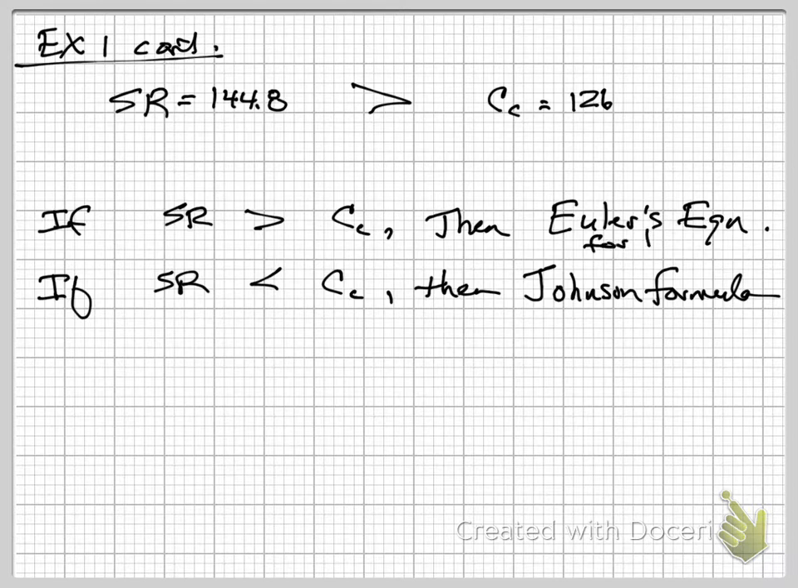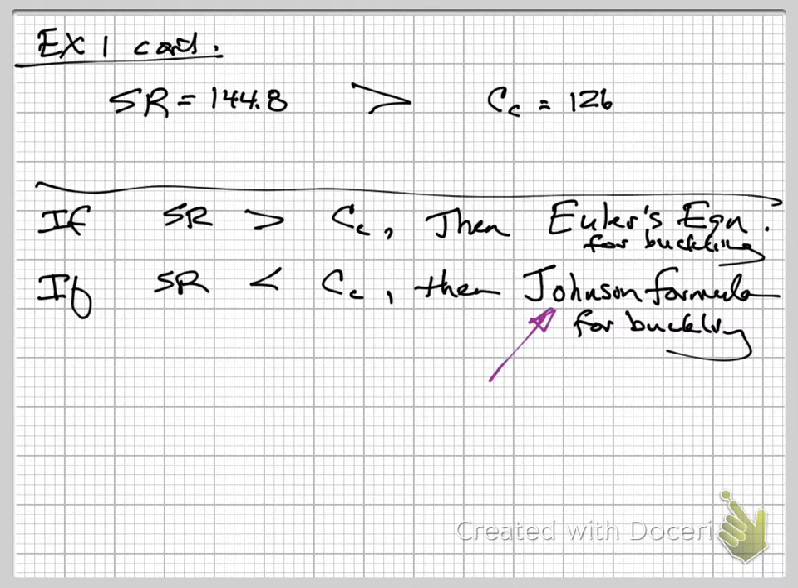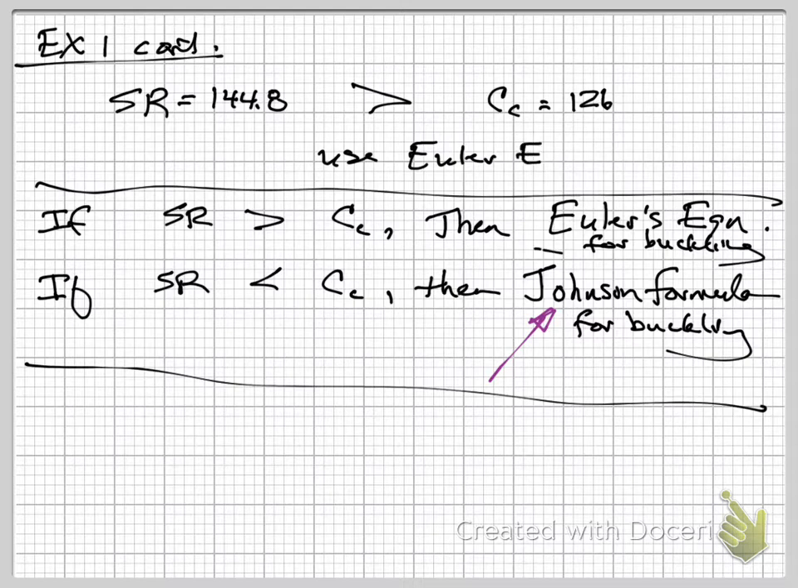So these are both for buckling. This is for buckling as well. Now, this Johnson formula is kind of complicated, so we'll get to it in a moment. But first, let's finish our example 1 up here. So given these rules, if the slenderness ratio is greater than the column constant, so we have this first condition, then we're going to go ahead and use the Euler equation. And that was appropriate, since we already did that. Great.